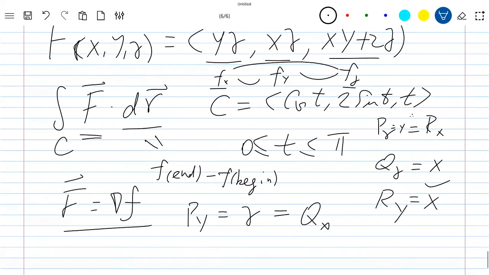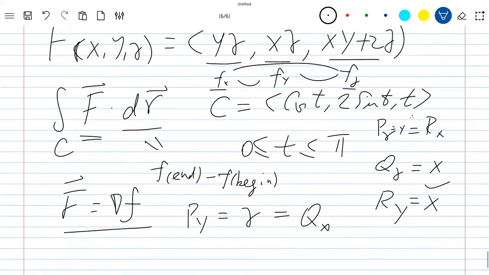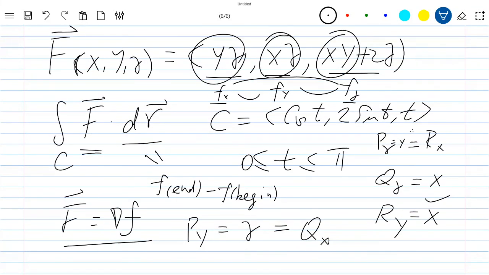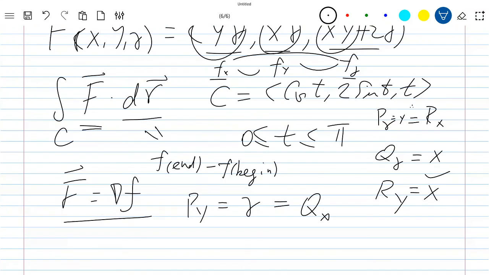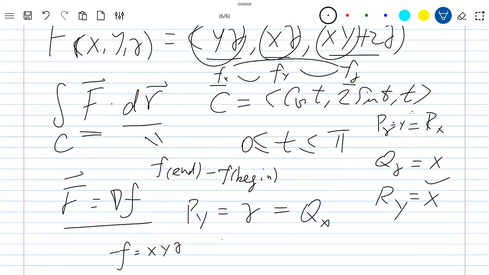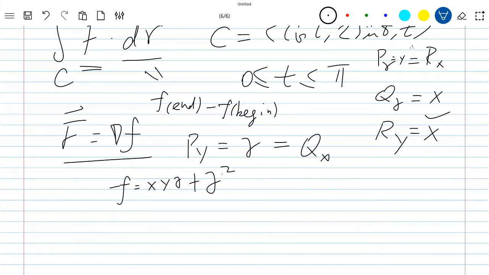Okay, so let's try to recover this f. Well, it's not so easy, but look at these three terms. It's kind of easy to guess. So what is f? Well, you can guess that f is xyz, because when you take the x derivative, you get yz, y derivative, you get xz, z derivative, you get xy, right? But you have an extra term that is not here, but that's easy to fix. Just add z squared. Then when you take the x and y derivatives, you get nothing, but the z derivative, you get 2z.